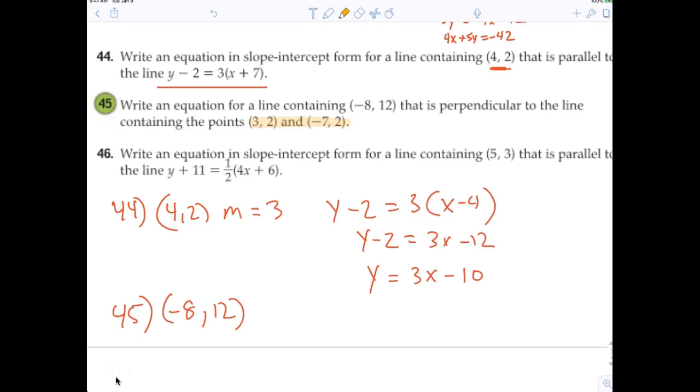It would be undefined. No, because now listen to me. Think about it. Undefined and 0 are not the same. Oh, it would be flat. That's right. Horizontal. We would be horizontal, guys.